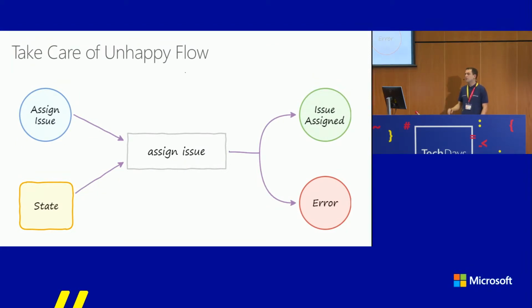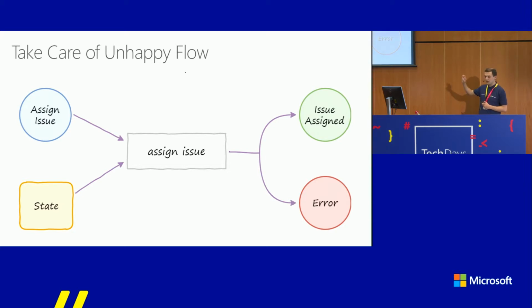Well, it now needs two arguments instead of one: the command and the previous status of the issue, whether it's new or done. And then on the right side, I want to return either an event if the operation succeeded or an error if it failed. And notice that I don't want to use exceptions and stuff like that. I want to model this in my type system.